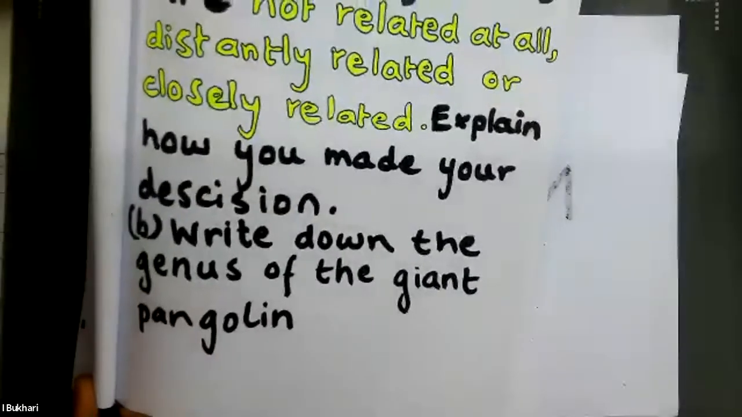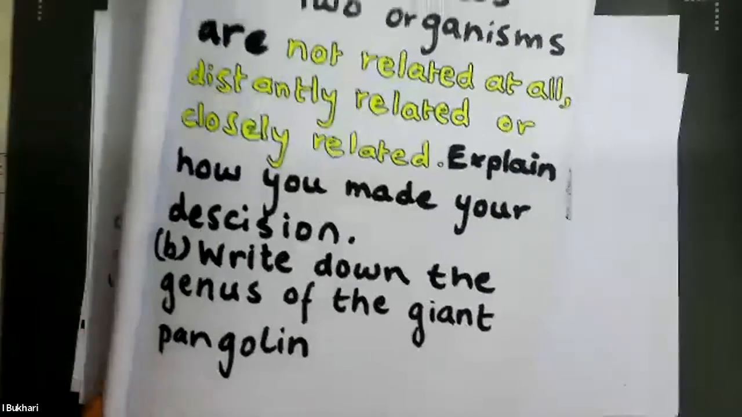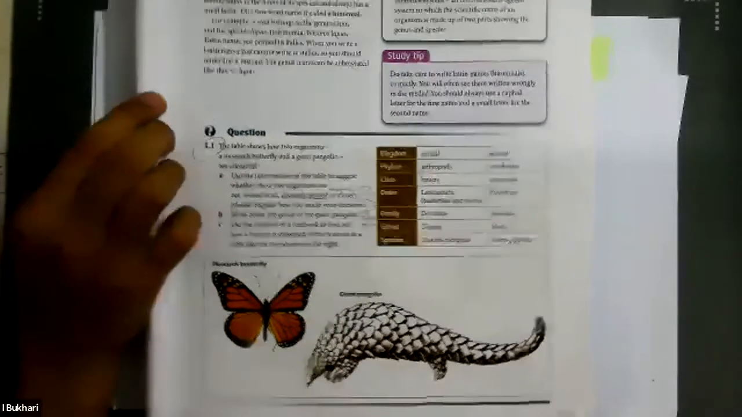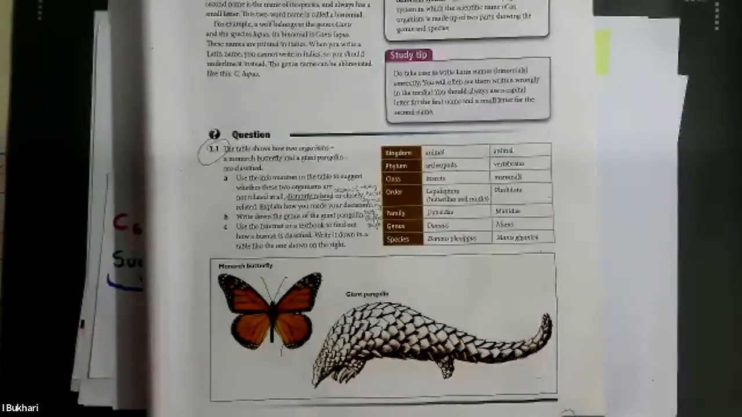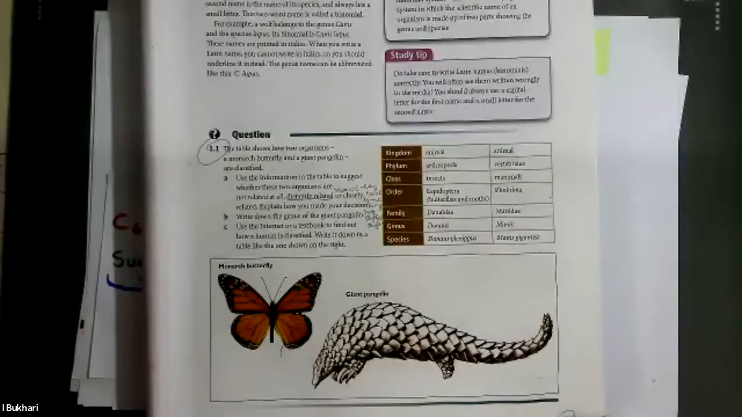Then the B part: write down the genus of the giant pangolin. So this is the picture in the book. These are the two pictures. I hope you guys can see the pictures. So write down the genus of the giant pangolin. Okay, let me unmute. Usman, I've unmuted you. Can you hear me? Yes, I can hear you. It will be Manis.